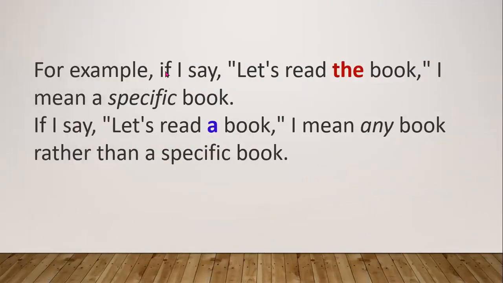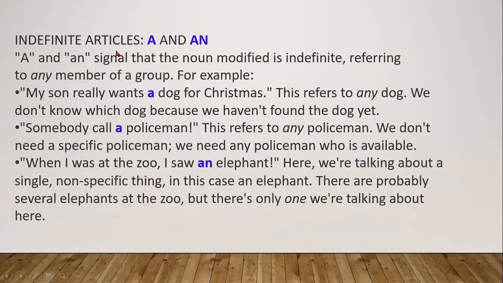What's the next one? For example, if I say, let's read the book, the book refers to one particular book. Yes, you're specifying one particular book. Whereas here, when you say, let's read a book, it means any book, whichever is there on the table, or there are many books there on the table. Out of that, you'll be picking up anything there, right? So any book. Indefinite articles, a and an.